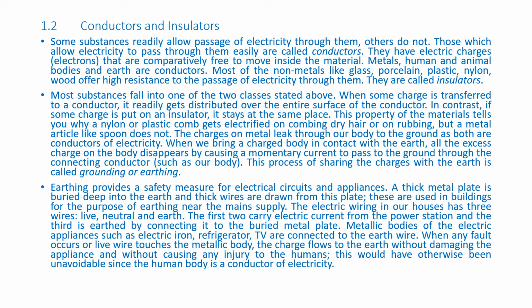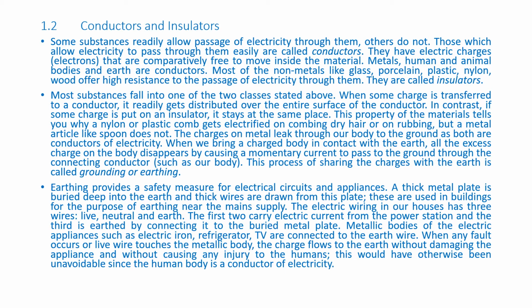Metals, human beings, animal bodies and earth are good conductors. Most of the non-metals like glass, porcelain, plastic, nylon and wood offer high resistance to the passage of electricity through them. They are called insulators. So the materials which allow electricity to pass easily are conductors, and the materials which do not allow current to pass easily are non-metals or insulators.